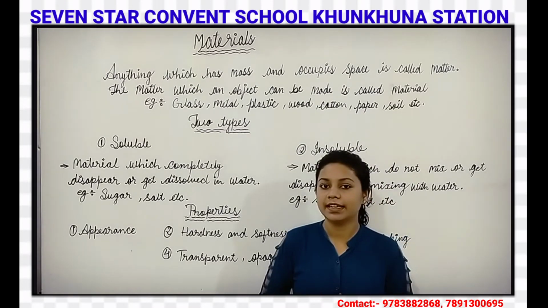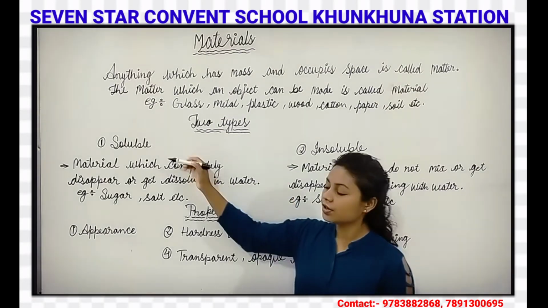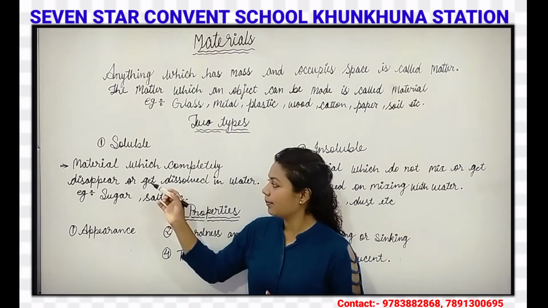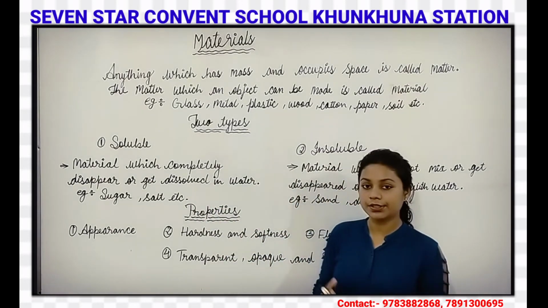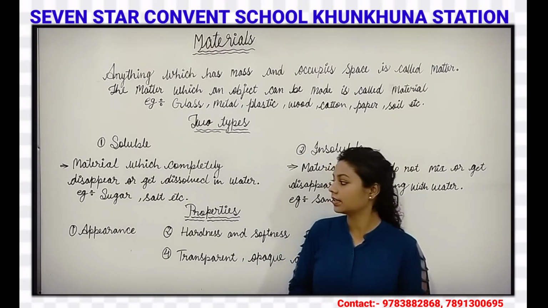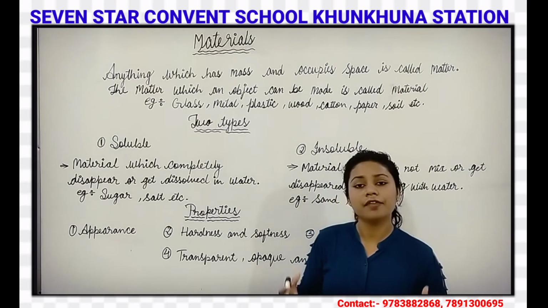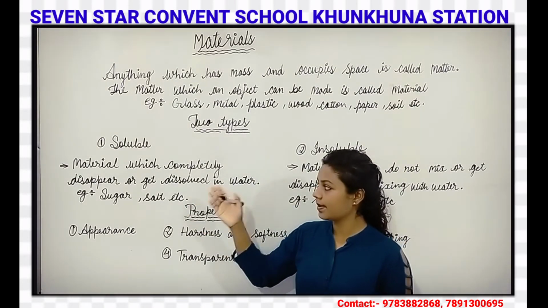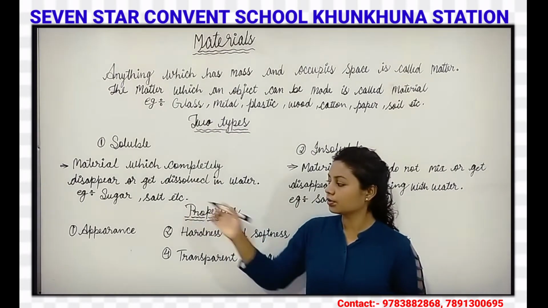In material we have solubility. We have two types in solubility: soluble and insoluble. So what is soluble? Soluble is the material which completely disappears or gets dissolved in water, like sugar and salt. If we put sugar in water, then it will obviously dissolve and disappear in the water. So it is an example of soluble, such as sugar, salt, etc.